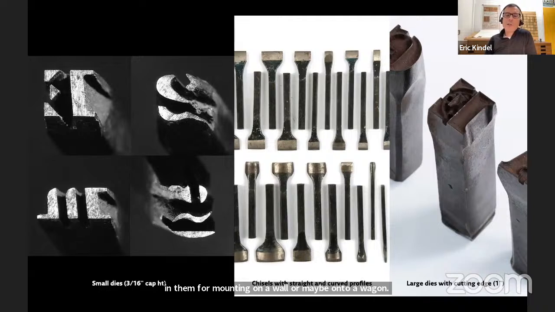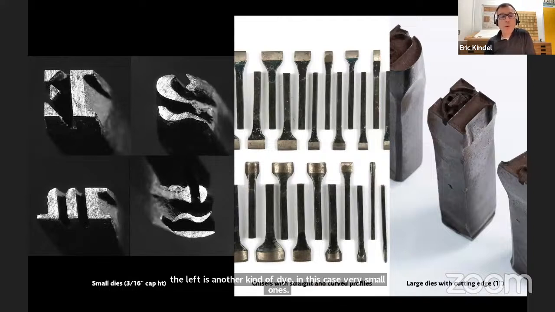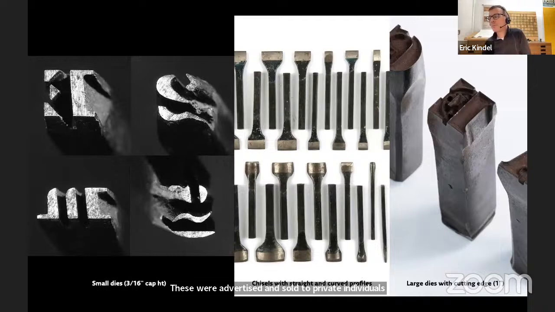One of the most characteristic features of the US scene is the production and use of stencil cutting tools. In the middle and to the right are chisels and large dies, which are typically used by stencil businesses. On the left is another kind of die, in this case, very small ones. These were advertised and sold to private individuals who were encouraged to take up stencil cutting as a form of self-employment.